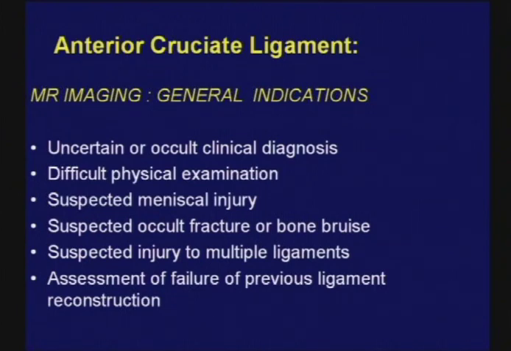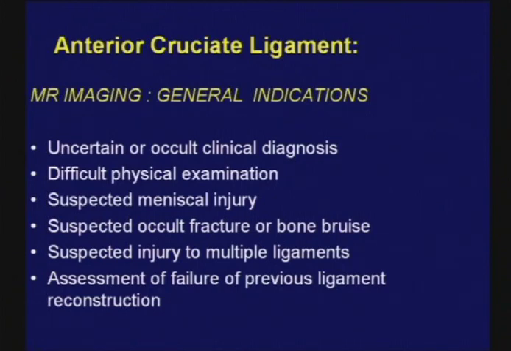Uncertain or occult clinical diagnosis: they're not sure what's going on, they don't often admit to that. Difficult physical examination, a suspected meniscal injury, more about that in a minute. A suspected occult fracture. They want to know if there is significant bruising, and particularly if there is a fracture. They're concerned about injury to other ligaments. The clinical examination is more difficult when there are multiple ligaments that are abnormal, and in the postoperative period.